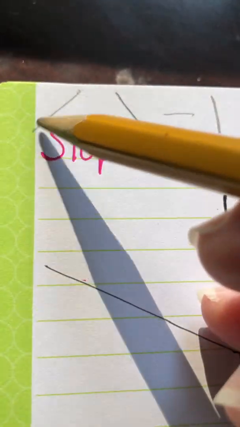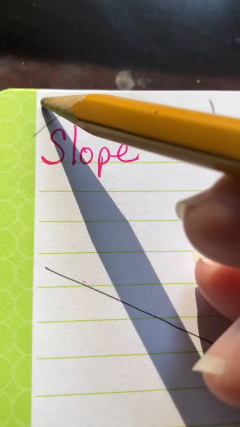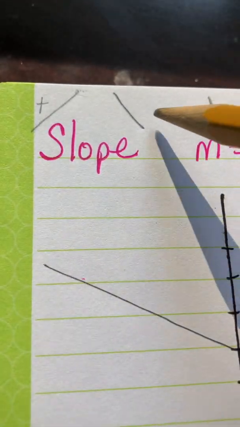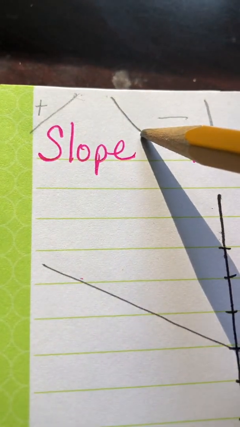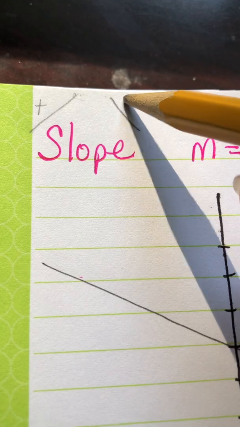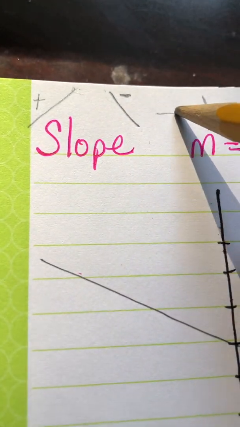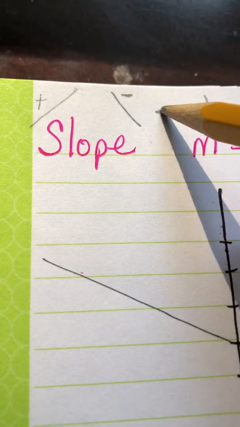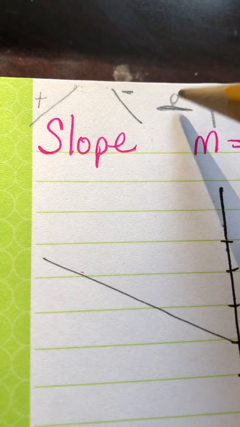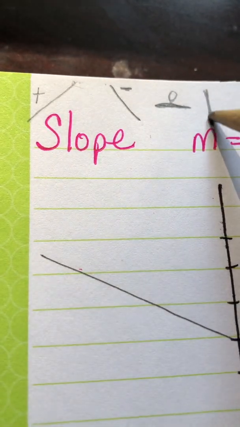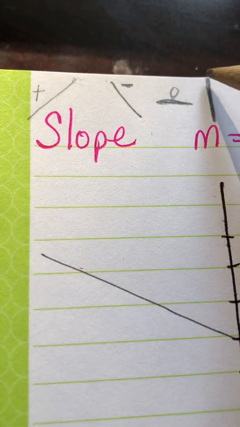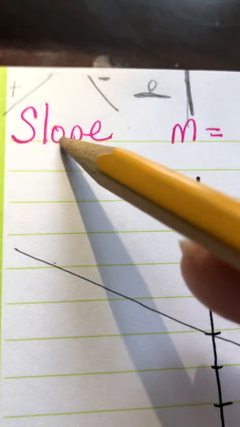And if it's starting low and going high, we're expecting a positive number. If it's going high and going low, going down, we're expecting a negative number. If it's a flat line, it's zero. The slope is zero. And if it's a straight up and down line, we'd say that is not even defined as a slope.